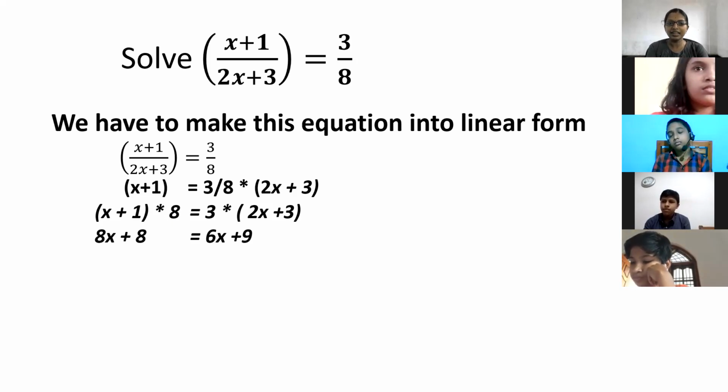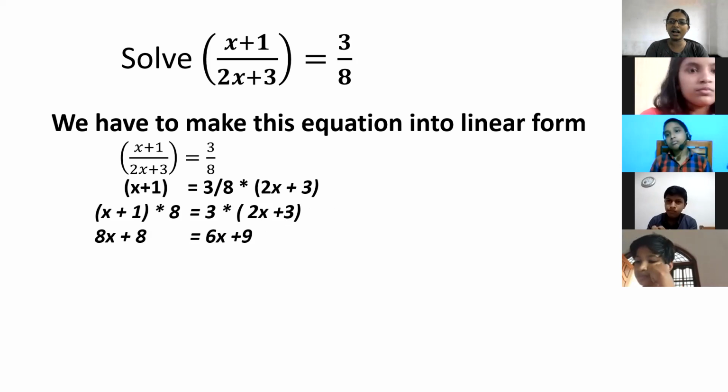Okay. Then in RHS, 3 into 2x is 6x and 3 into 3 is 9. Is it clear, Anne Maria? So we get the equation as 8x plus 8 equal to 6x plus 9. Now we get an equation having variable on both sides. Then what do we have to do?